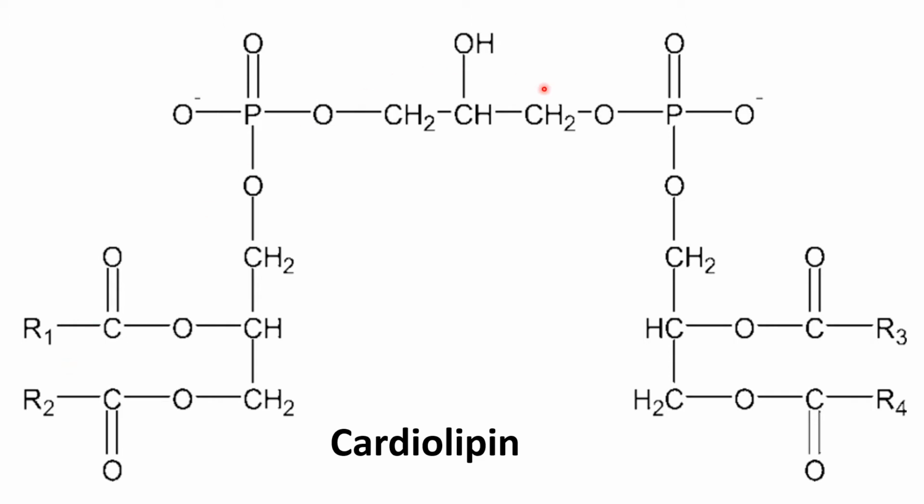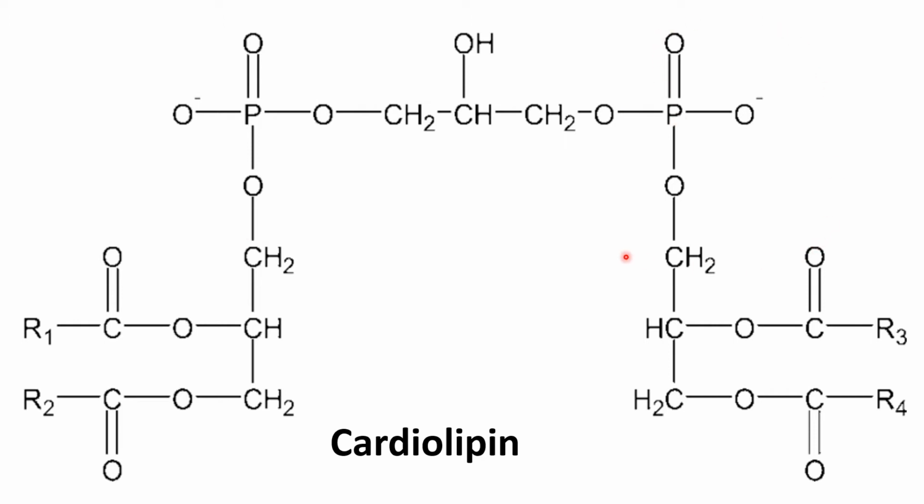This is the structure of the phospholipid that is called cardiolipin. This cardiolipin is also called diphosphatidylglycerol. You can see that in the center we have a glycerol molecule, and to this glycerol molecule two phosphatidic acid moieties are attached. So it means it forms a dimer, and it has two highly negatively charged phosphate groups attached to this.